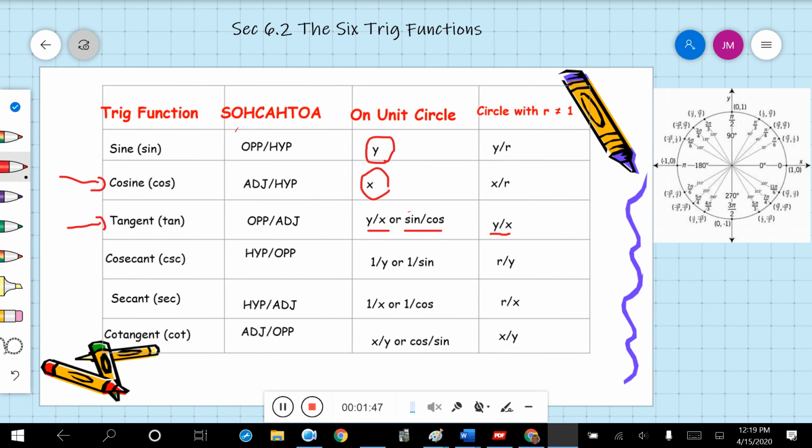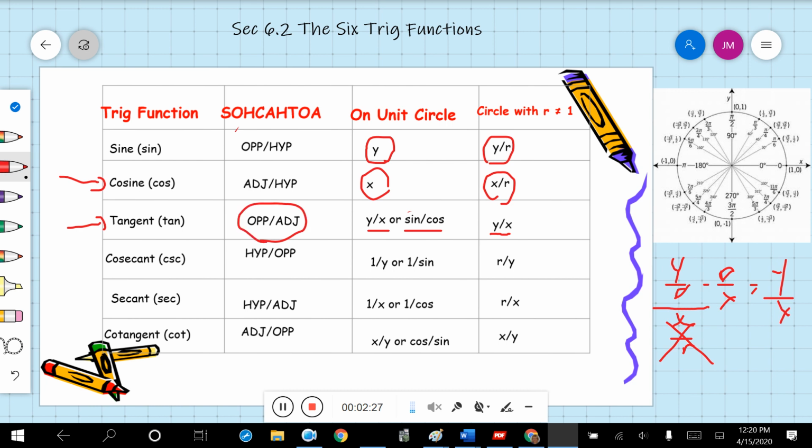So what happened to our radius? Well, it's the sine over the cosine, so it's y over r over x over r. But instead of dividing by x over r, we multiply by the reciprocal, r over x. The r's cancel, and the radius goes away, so it's simply y over x. And the reason is that, according to SOHCAHTOA, it's the opposite over the adjacent.